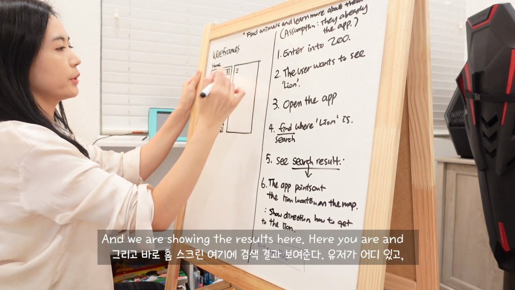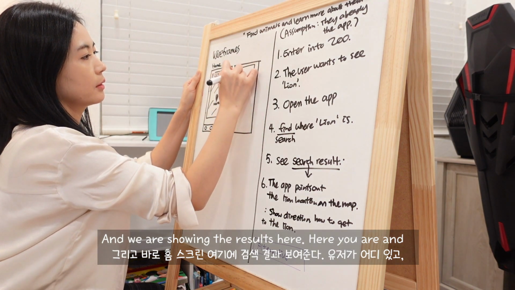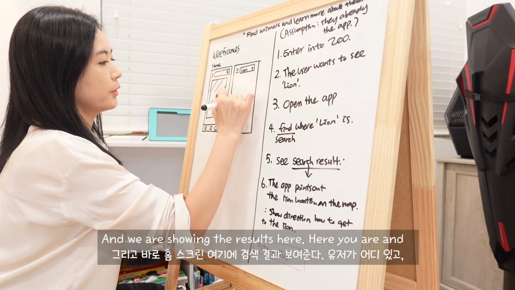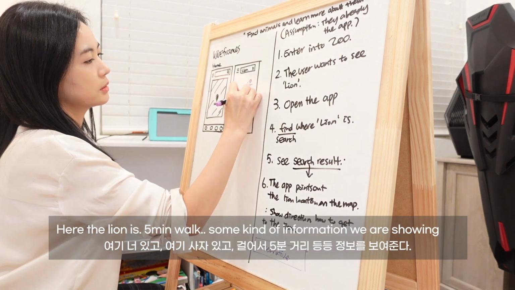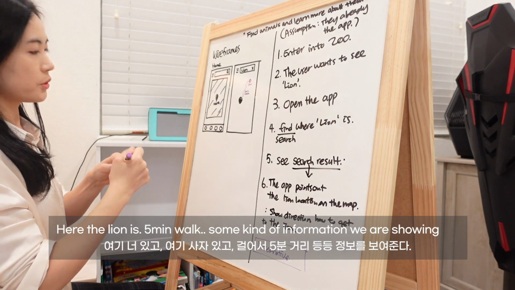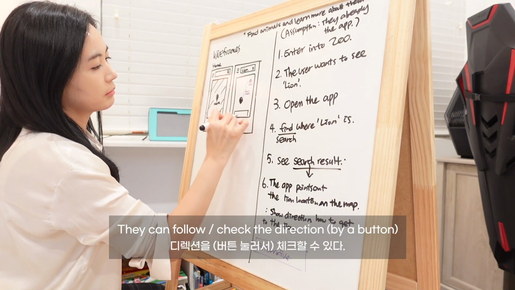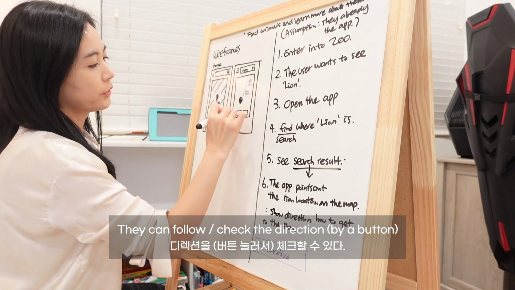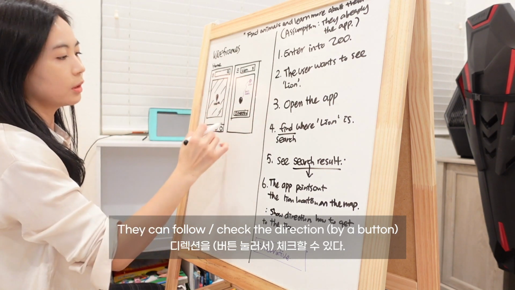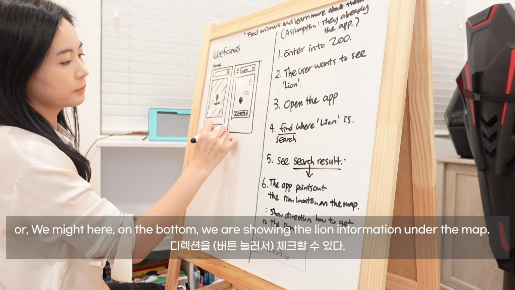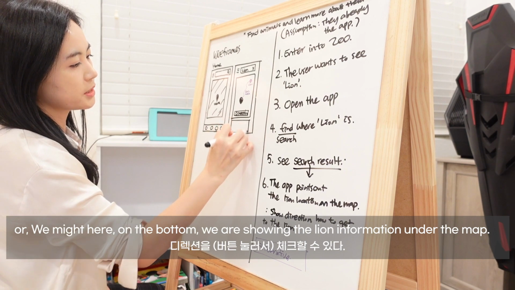and we show the result. Okay, keep showing here. Okay, here you are. Here is the lion, a 5-minute walk, something like that kind of information we show, and then they can follow the direction. They check the direction, or we might put it here at the bottom. Okay, we keep it here. We show the lion information under the map.